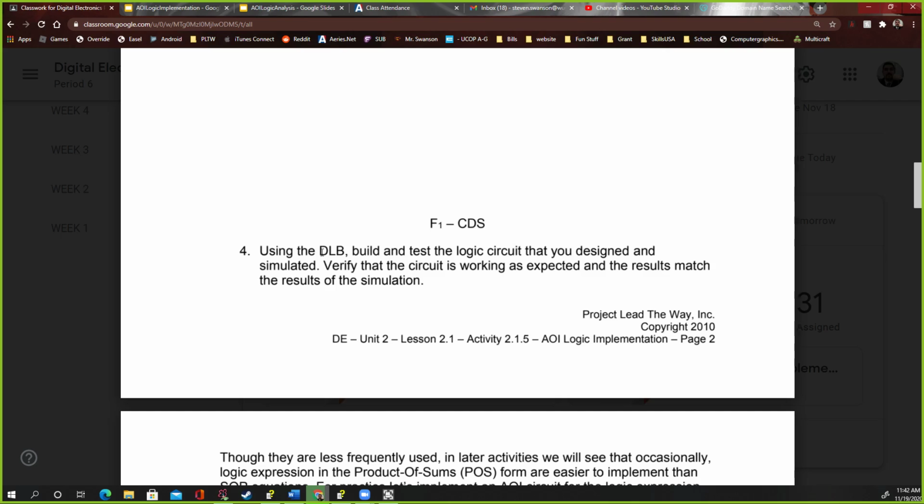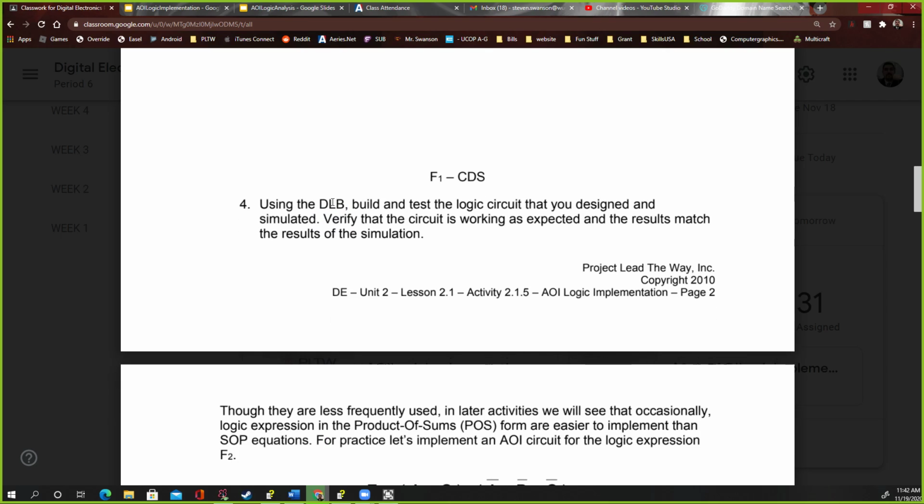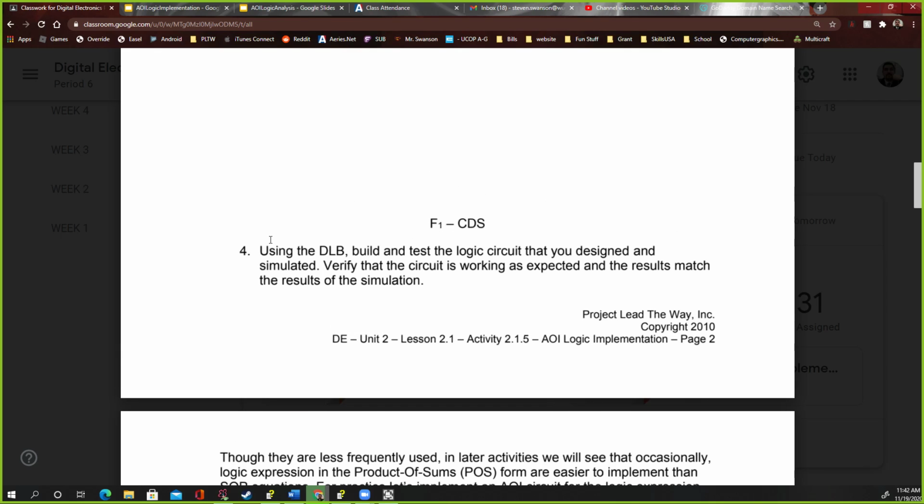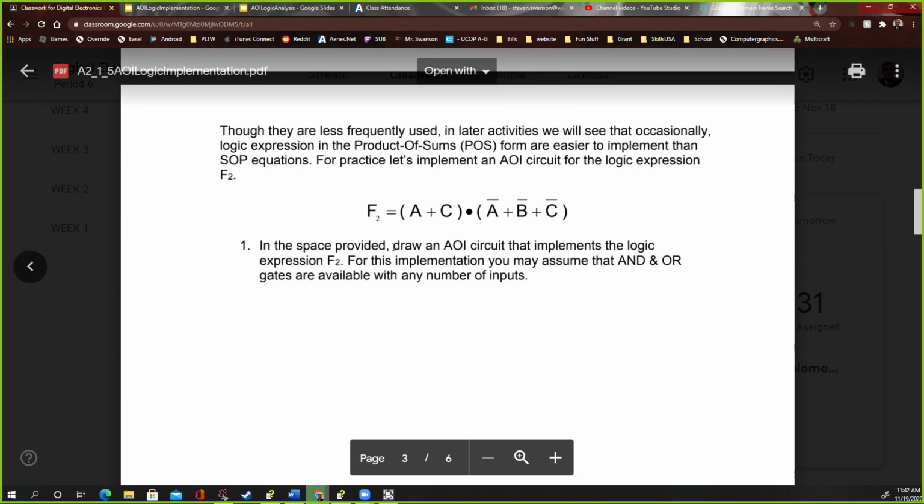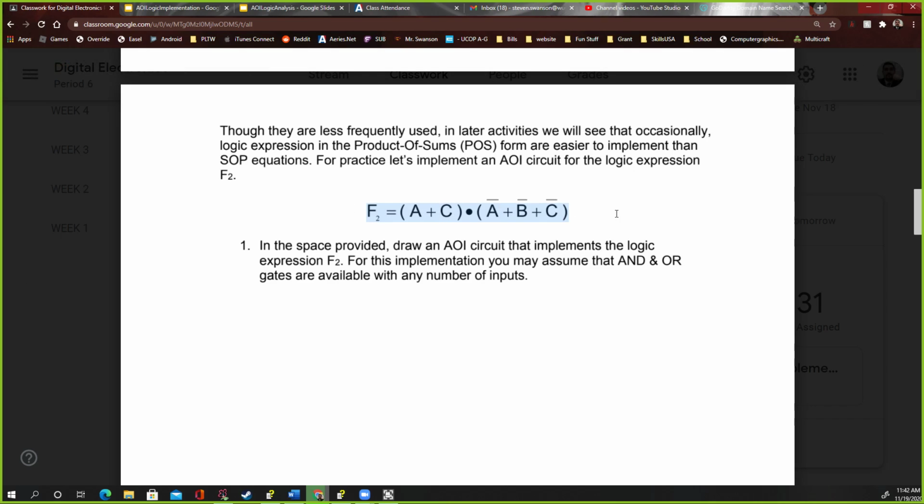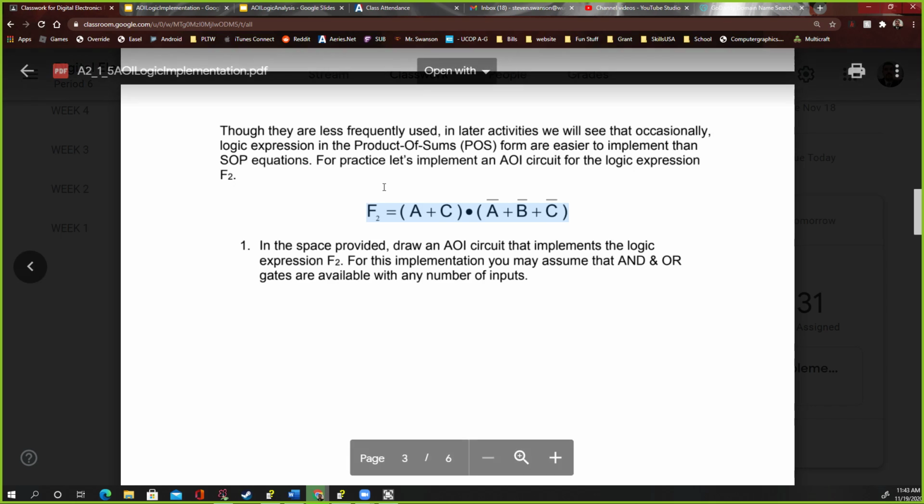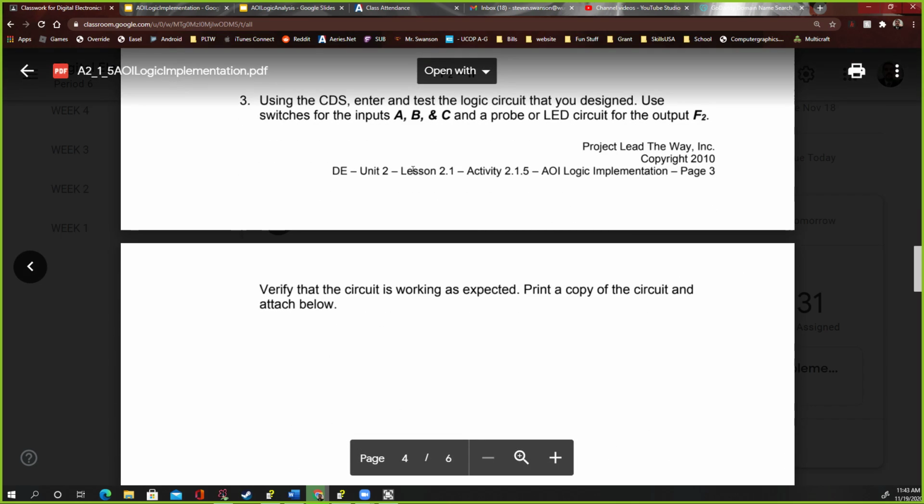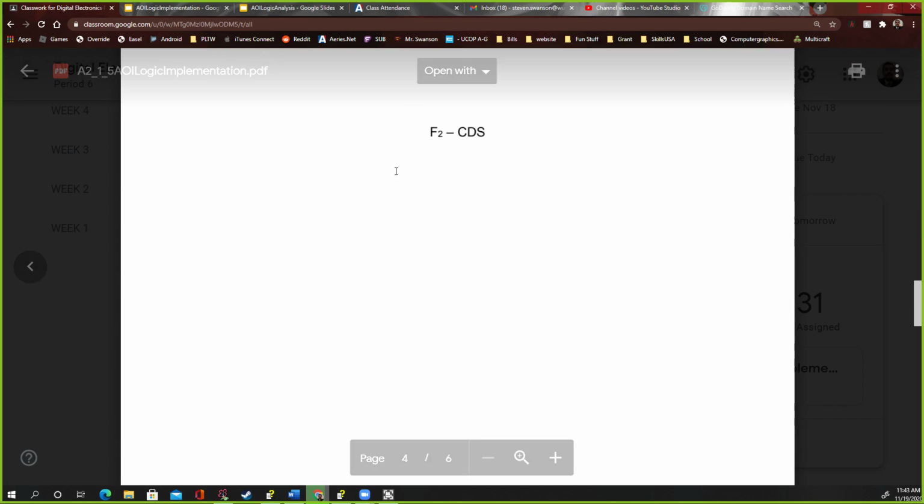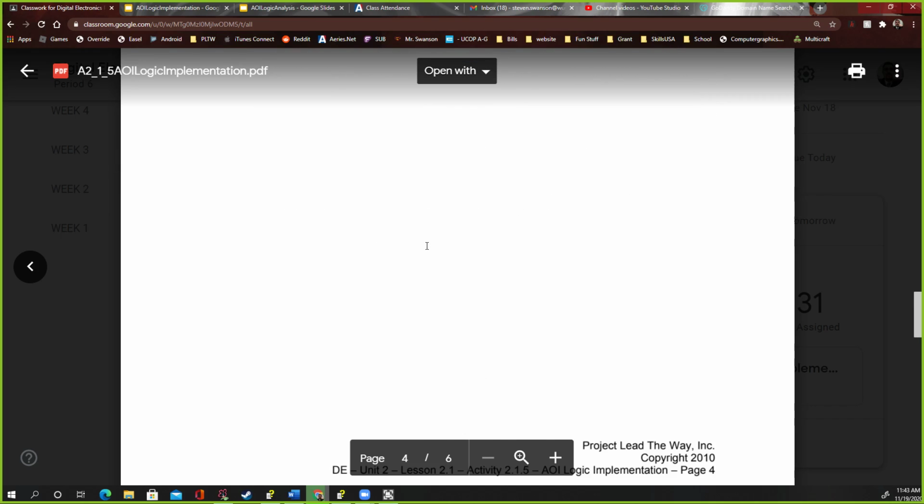Using a digital logic board, that means you build it on a breadboard. We're not going to do that just yet because you don't have those AND gates and OR gates yet, so we're going to skip this. You don't have to do 4. And this one right here, skip it. This is a product of sums. We're never going to do product of sums in this class. Just don't even worry about it. Skip this, skip this, skip this, skip this, and skip this.